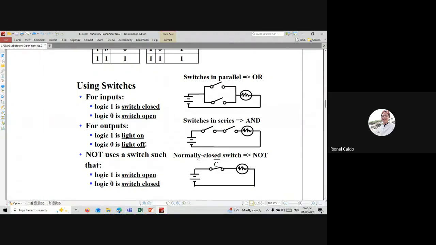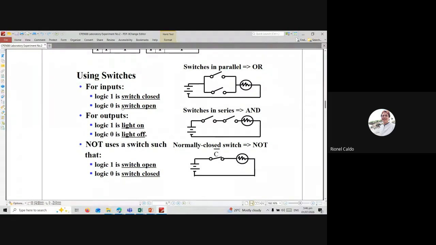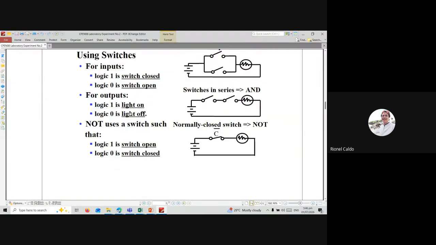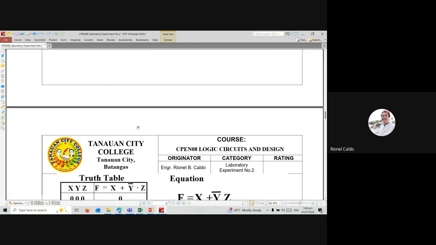At kapag nakakita ka na normally closed switch, that is NOT gate. So kung ito ay normally closed switch, therefore ito ay mga normally open switches. So again, for the switches, kapag inputs po natin, the logic 1 is switch closed, logic 0 is switch open, and for the outputs, the logic 1 is light on, and logic 0 is light off. And then yung NOT uses a switch such that logic 1 is switch open and logic 0 is switch closed.